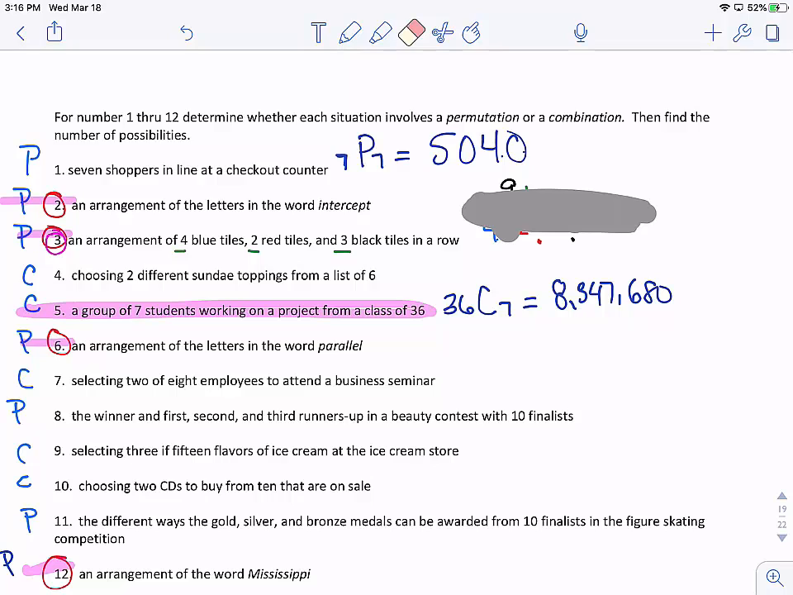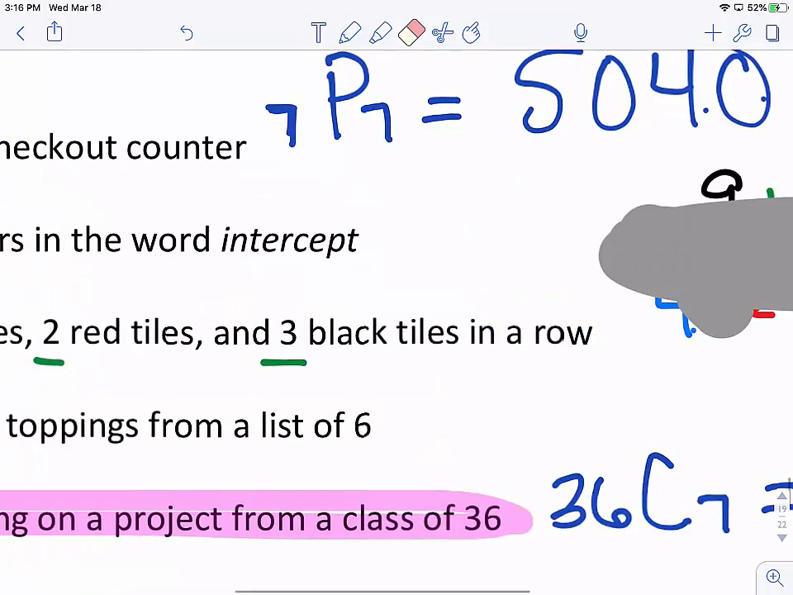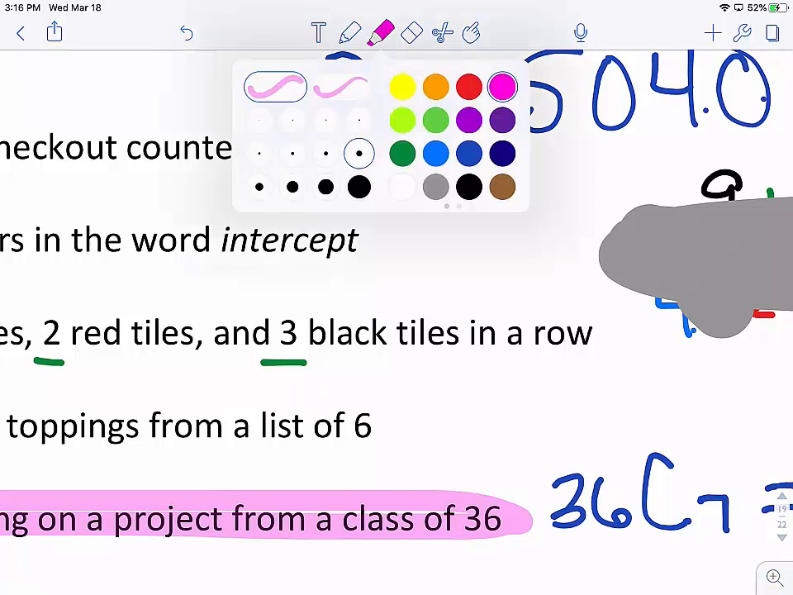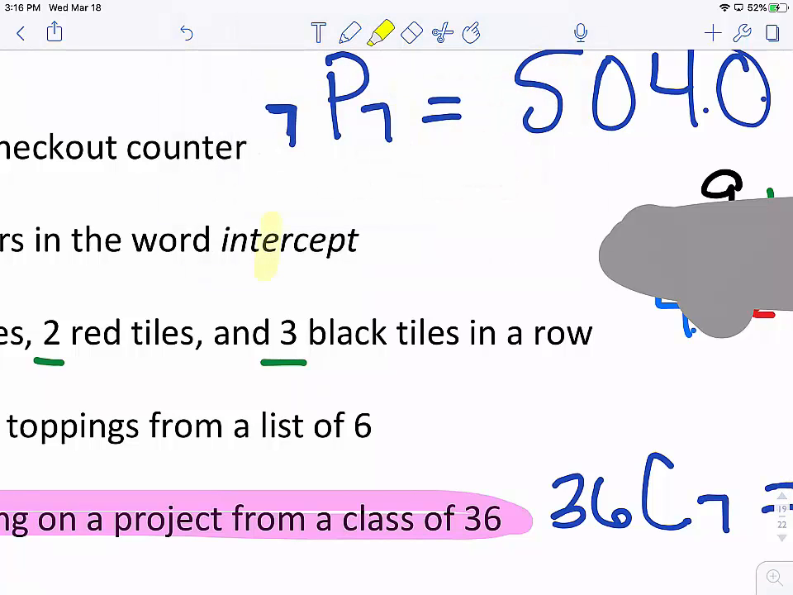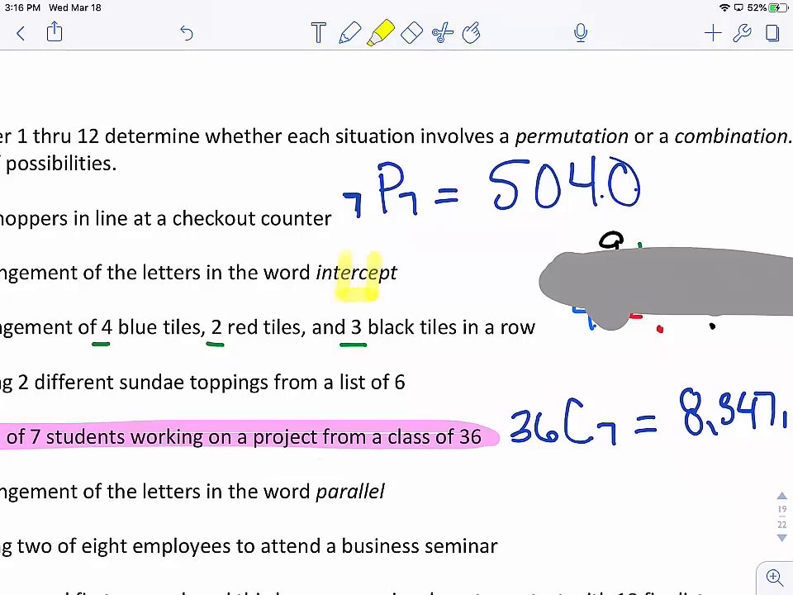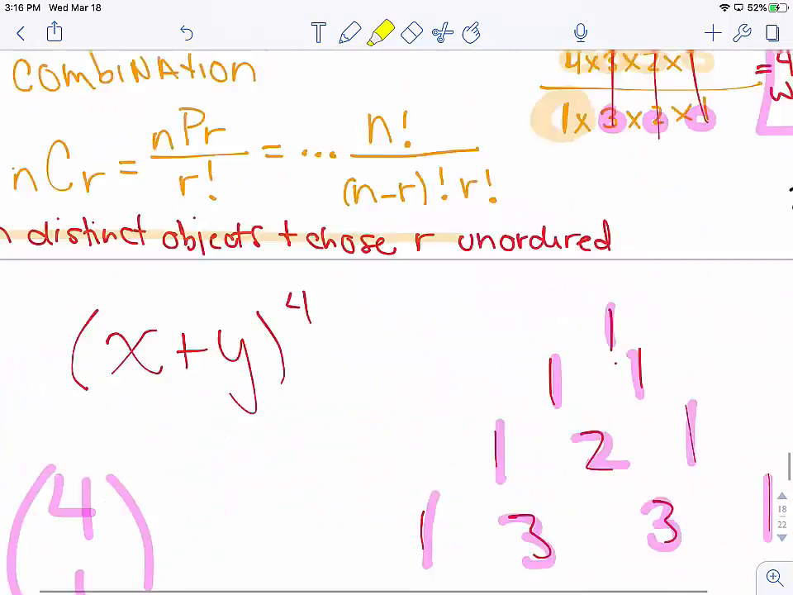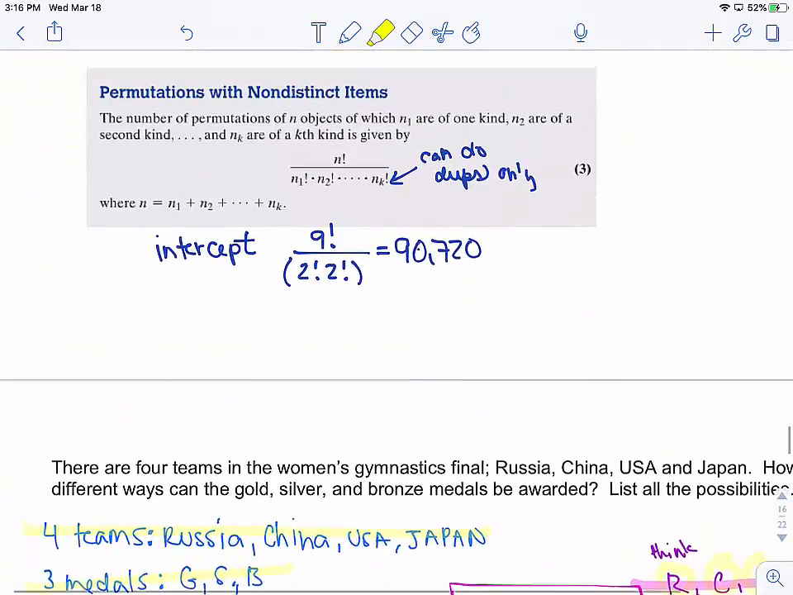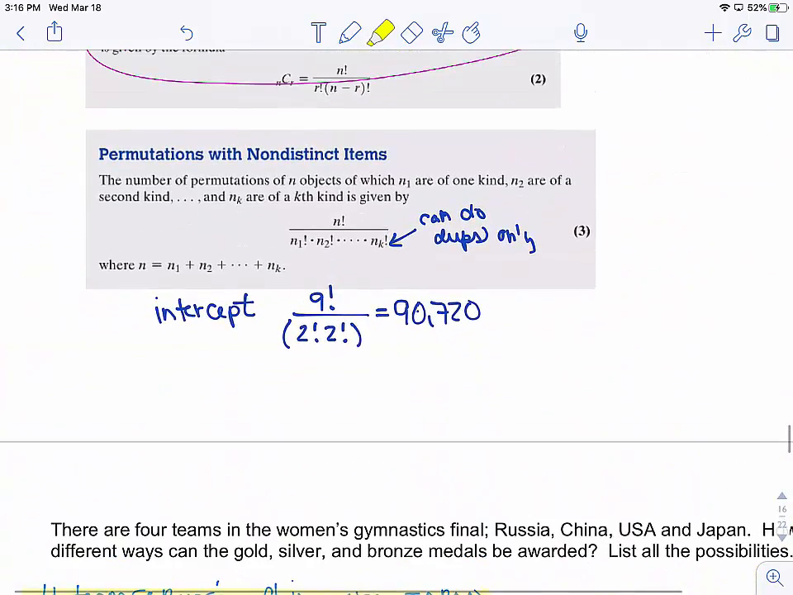The other ones are actually called distinct permutations. And we are ordering letters, but the problem is, for example, in the word intercept, some letters show up twice. So E and E, we don't want to double count those, right? Because it doesn't really matter which E you put first. So that is called a distinct permutation or distinguishable permutation because you can't distinguish between the 2 E's, and this is how you do it.